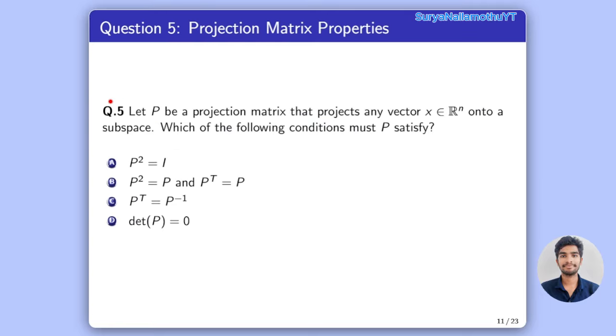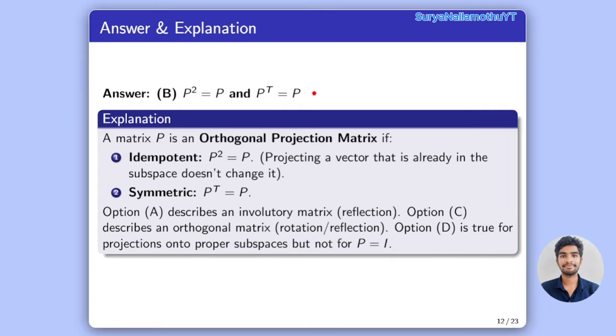Next one is, let P be the projection matrix that projects any vector onto a subspace. Which of the following conditions must P satisfy? The question is very simple. For a projection matrix, the conditions are that it must be idempotent, that is P squared equals P, and it must be a symmetric matrix. It follows these two conditions, so the option will be B. Let me check. Here we see the answer, because the orthogonal projection matrix must follow these idempotent and symmetric conditions.